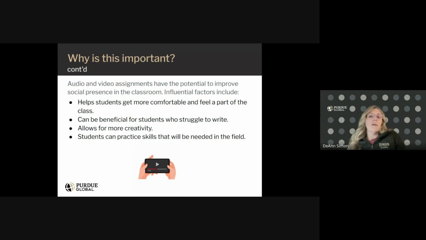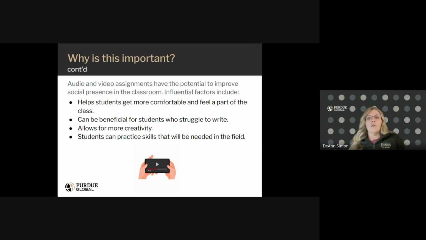Again, it also helps students who may struggle to write or who have language barriers. If someone has English as a second language and writing is hard for them, then audio and video assignments offer an opportunity to express themselves in a different way. I think it allows for more creativity, because you get to discuss and talk about things that maybe you would not necessarily write down.